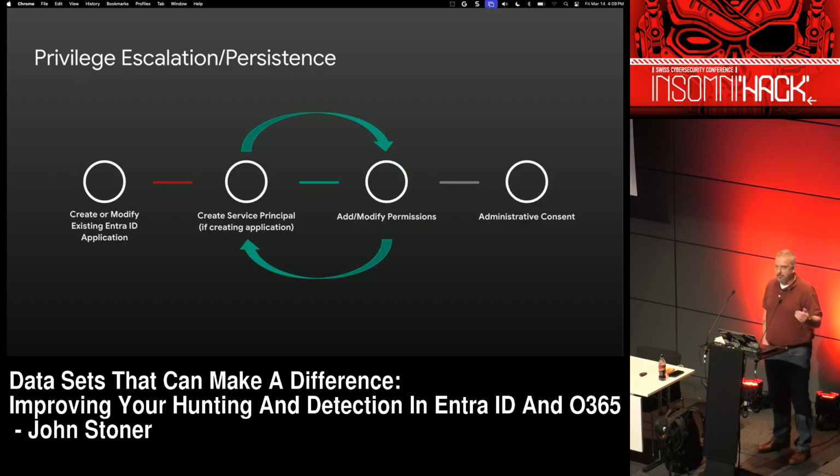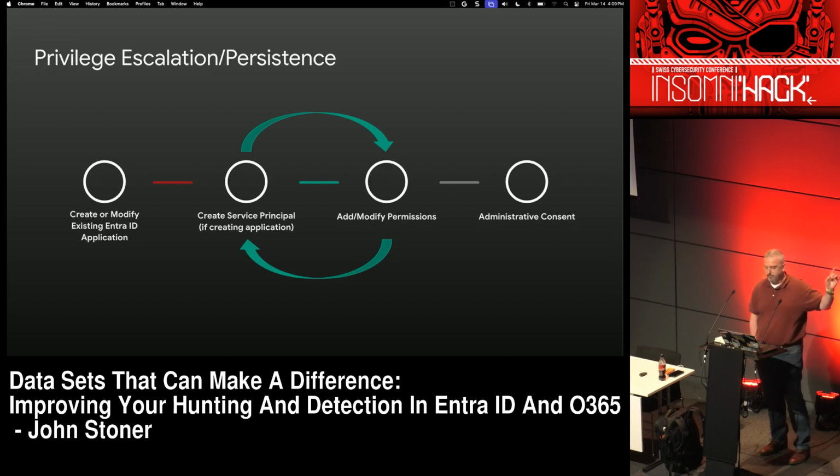When you get into the privilege escalation step of this, there is the wanting to create an application because you don't want the application to be a first-party Microsoft app. You don't want to be logging in through Azure PowerShell or choose any of those other ones because, again, it starts looking a little weird over time. You have to create a service principal if you create an application. If you have to modify an application, you don't have to do that. You modify or add permissions, administrative consent. These are all logged things along the way.